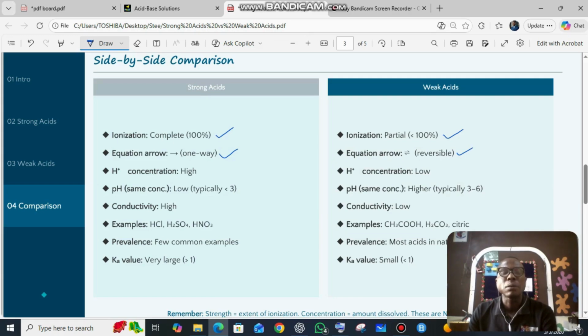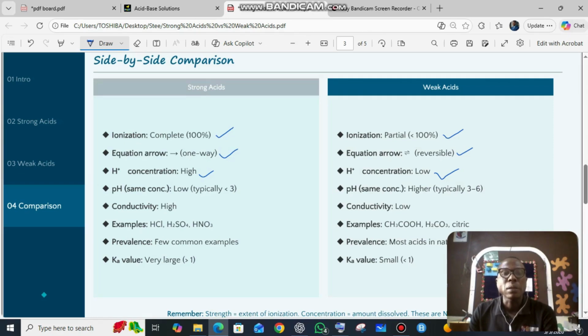Then in terms of hydrogen ion concentration, because acids, when dissolved in water, produce hydrogen ions, the concentration determines if it's a strong acid or a weak acid. So when you have a high concentration of hydrogen ions, then it is a strong acid. When we have a low concentration of hydrogen ions, then what you have is a weak acid.